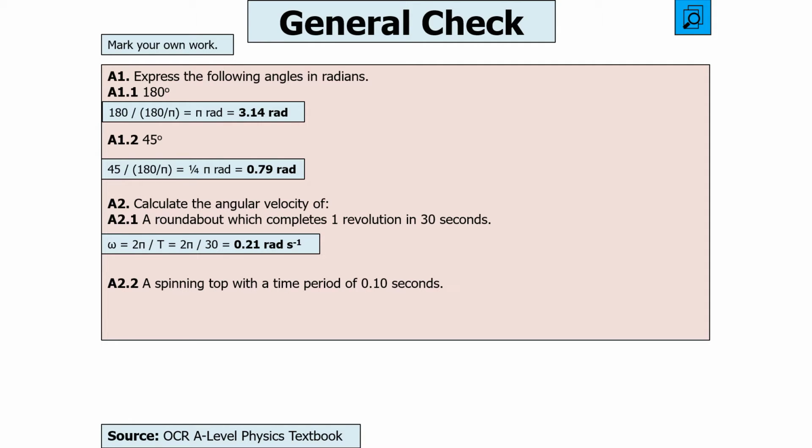Now again, it tells you that the time for one revolution is 30 seconds, so it's going to be 2π over 30, 0.21 radians per second. And this next one, 2π over 0.10 seconds, 63 radians per second.